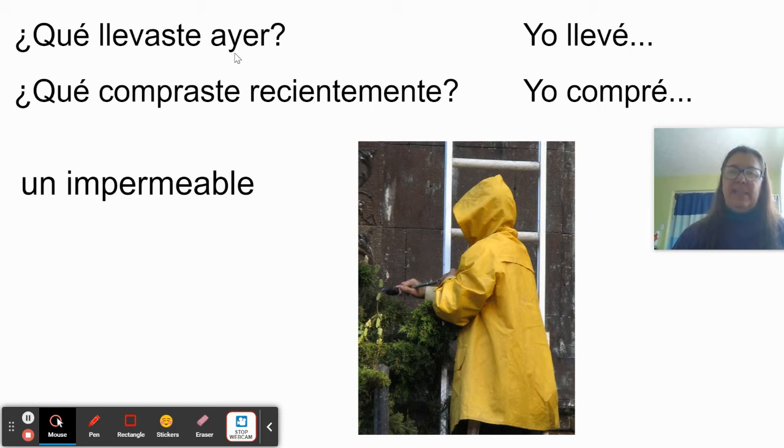¿Qué llevaste ayer? Yo llevé un impermeable. Un impermeable. ¿Qué compraste recientemente? Yo compré un impermeable. ¿Por qué? El color. Un impermeable.